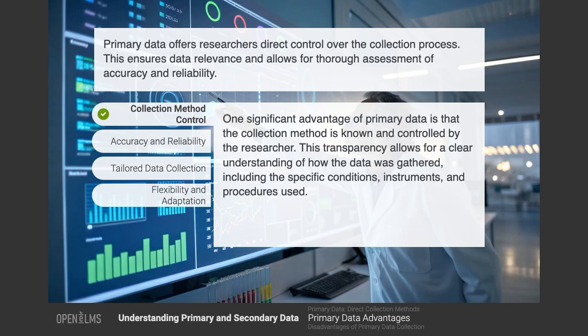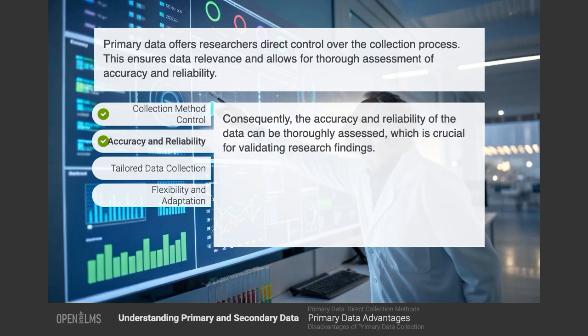One significant advantage of primary data is that the collection method is known and controlled by the researcher. This transparency allows for a clear understanding of how the data was gathered, including the specific conditions, instruments, and procedures used. Consequently, the accuracy and reliability of the data can be thoroughly assessed, which is crucial for validating research findings.